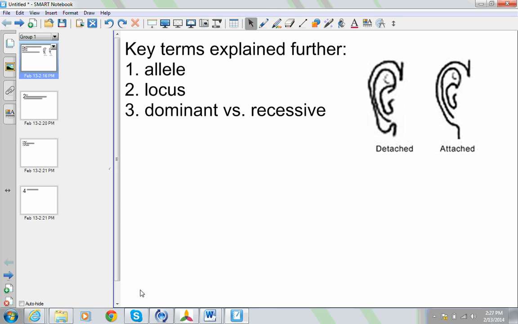We're going to go through the key terms from the crossword and the notes and the stuff that you've been doing already, and then we're going to move into learning a little bit more about Punnett squares so you guys can get some practice with Punnett squares. So an allele is different forms of a gene.